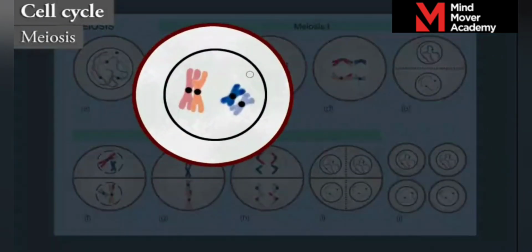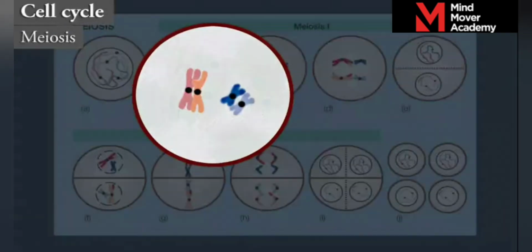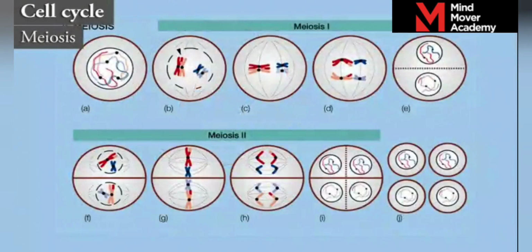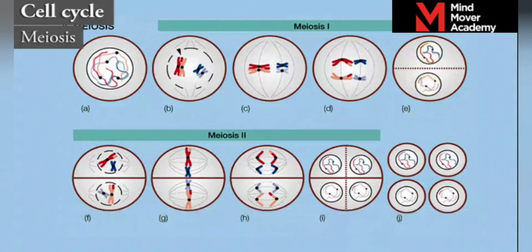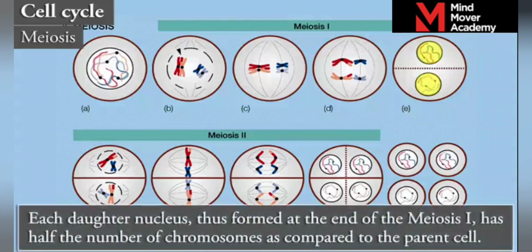Nucleolus and nuclear membrane disappear. The members of homologous chromosomes completely separate from each other and move towards the opposite poles. Nuclear membrane reappears, leading to the formation of 2 daughter nuclei. It is important to note that each daughter nucleus, thus formed at the end of meiosis 1, has half the number of chromosomes as compared to the parent cell.